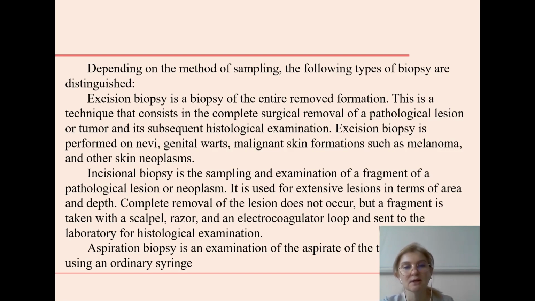Incisional biopsy is the sampling and examination of a fragment of a pathological lesion or neoplasm. It's used for extensive lesions in terms of area and depth. Complete removal of the lesion doesn't occur, but a fragment is taken with a scalpel, razor, or an electrocoagulator loop and sent to the laboratory for histological examination. Aspiration biopsy is an examination of the aspirate of the tissue under study using an ordinary syringe.